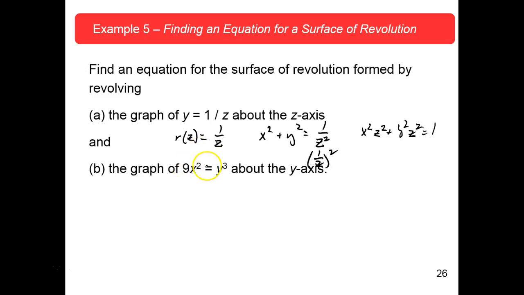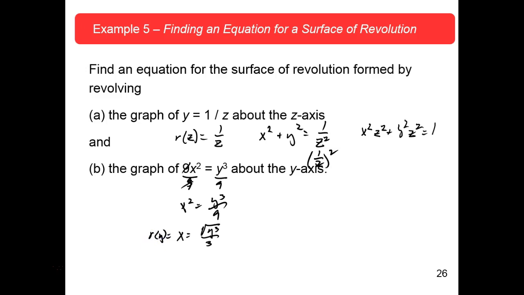So let's solve this. First thing we're going to do, divide by 9. Okay, x squared is equal to y cubed over 9, and take the square root of both sides. X is equal to the square root of y cubed over 3. Square root of 9 is 3. So there's your r function as a function of y, because you're going about the y-axis.